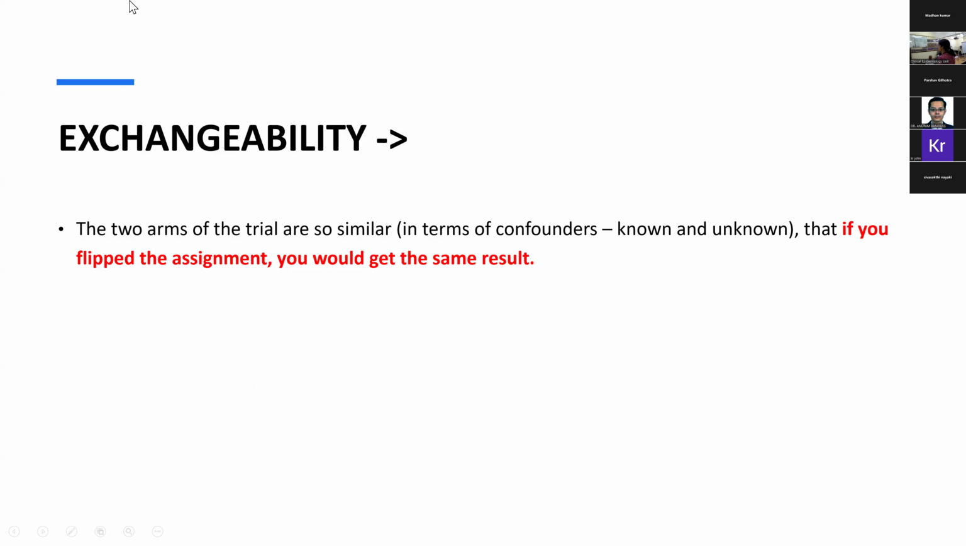So, exchangeability means the intervention arm and the placebo arm, the control arm, are so similar that you can flip them. And you can do the intervention on the placebo arm and the placebo on the original intervention arm, and you will still get the same result. If you have randomized correctly, you will have exchangeability between the two arms of a randomized control trial.